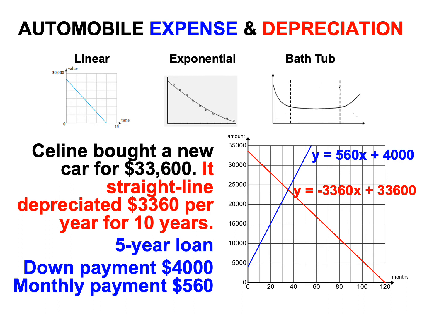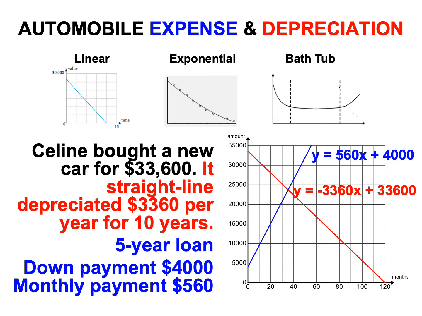What are those stories? Welcome back. Before the intersection point, the car is worth more than the money put into it. The intersection point is the break-even point, and the interval greater than the x value of the intersection point is where the expense is greater than the value of the car.